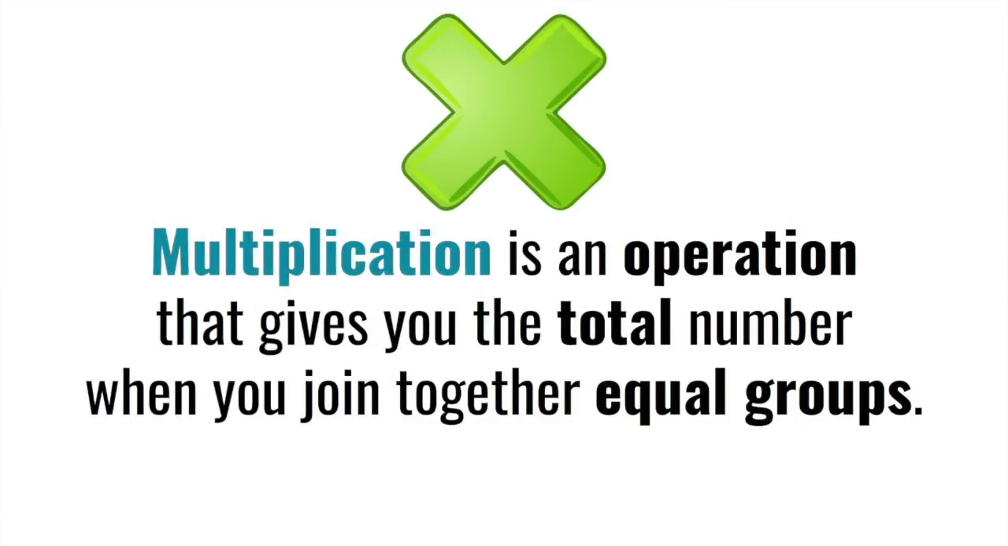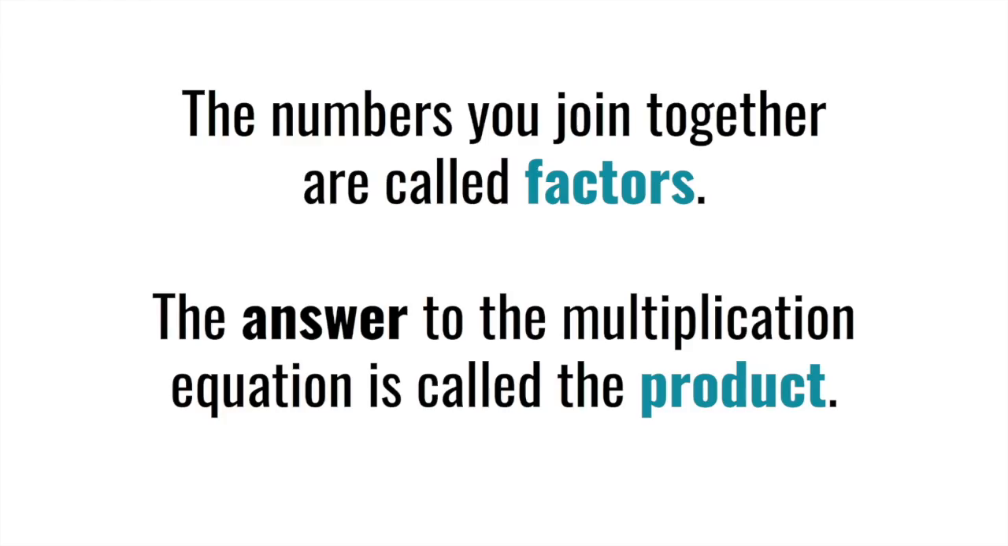Multiplication is an operation that gives you the total number when you join together equal groups. The numbers that you join together are called factors. So those are the two numbers that you will be multiplying, and in the future, maybe more than two numbers that you will be multiplying together. The answer that you get to your multiplication equation is called the product.